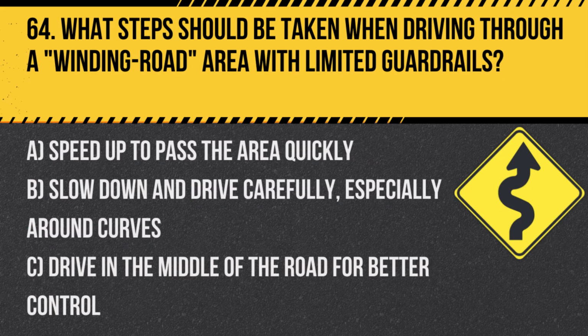Question 64. What steps should be taken when driving through a winding road area with limited guardrails? A. Speed up to pass the area quickly. B. Slow down and drive carefully, especially around curves. C. Drive in the middle of the road for better control. Answer: B. Slow down and drive carefully, especially around curves. Limited guardrails require extra caution.